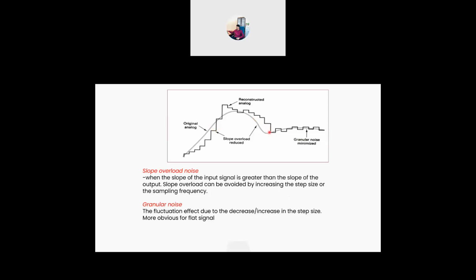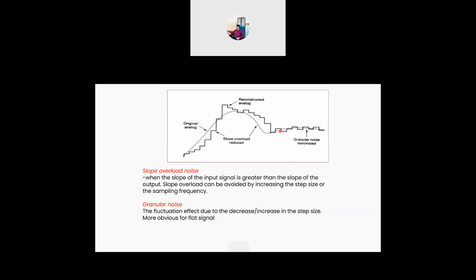And then here the granular noise is minimized. When the slope of the input signal is greater than the slope of the output, slope overload can be avoided by increasing the step size or sampling frequency. So here what we basically do, granular noise is the fluctuation effect due to decrease or increase in the step size, more obvious for the flat signal.